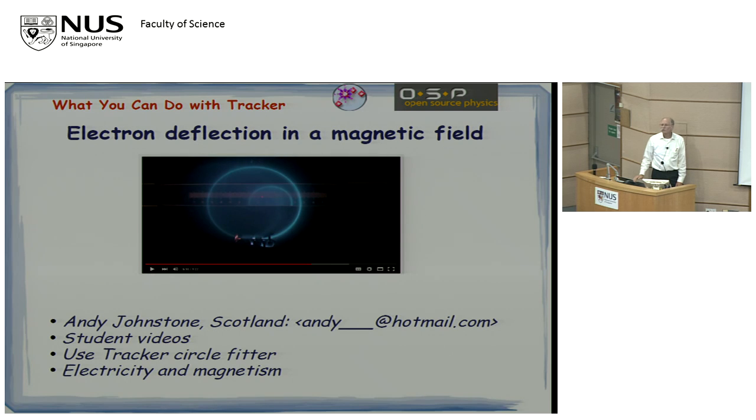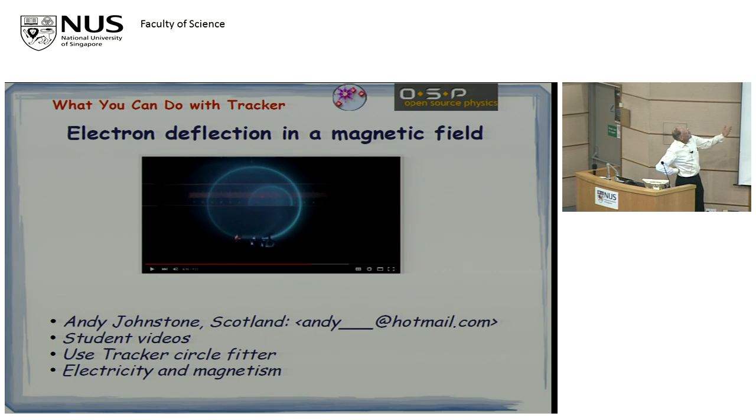And then another one, out of the field of E&M, is Andy Johnstone, who had students take videos of the electron beam in a magnetic field. Again, use the circle fitter then to measure the diameters of those beams.